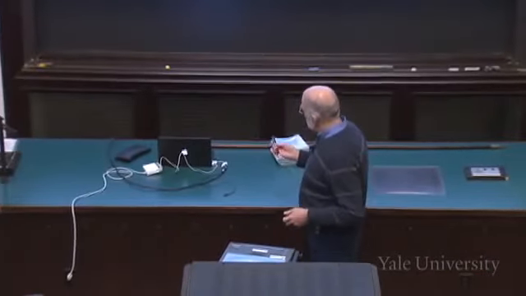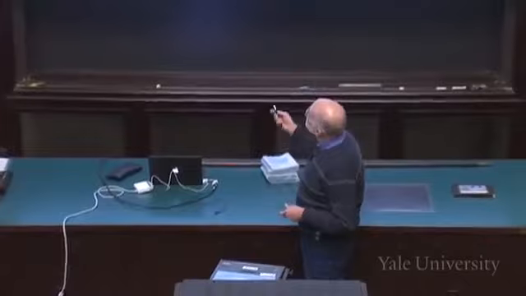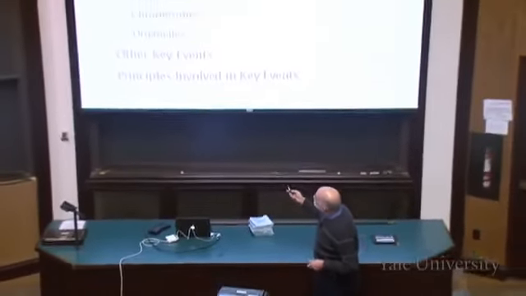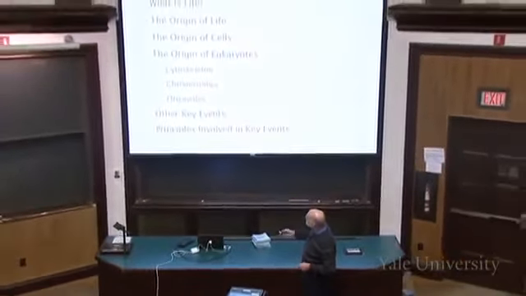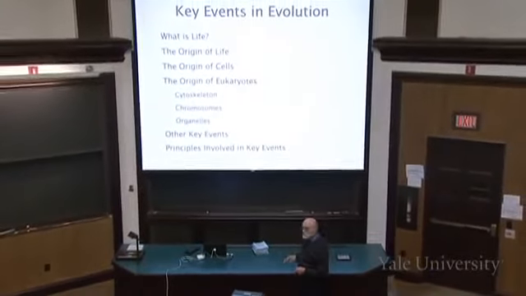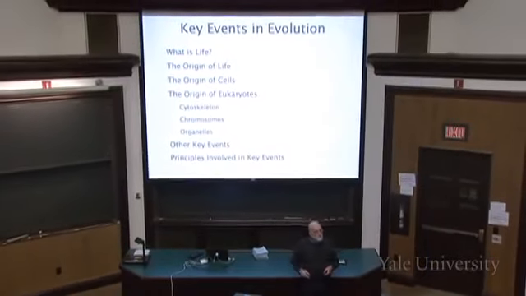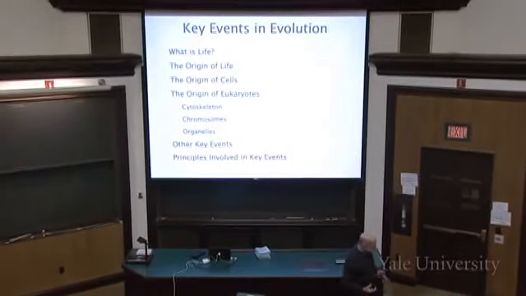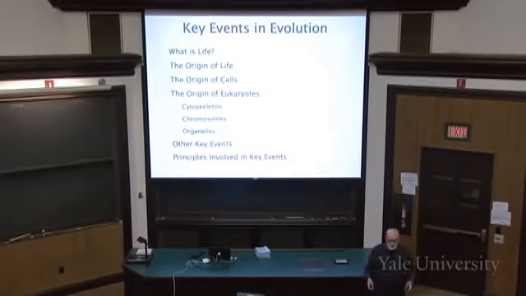And this is the structure of the lecture. We'll talk about what life is, how we think it originated, the origin of cells and eukaryotes, some other key events, and then we'll summarize with the principles that are involved in key events and major transitions in evolution.